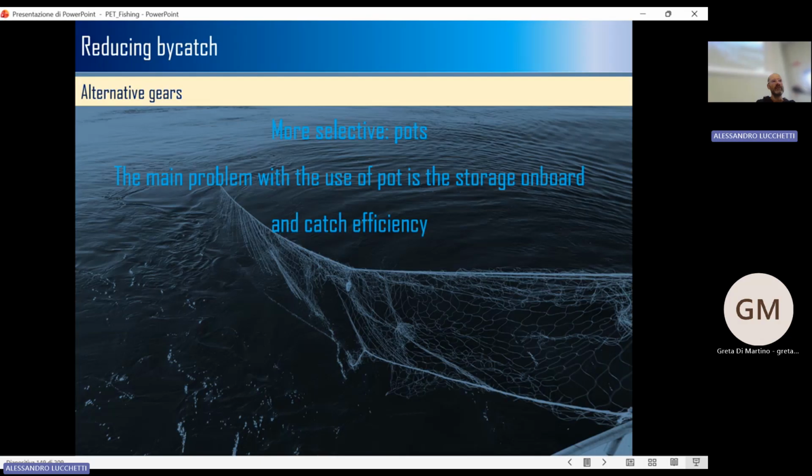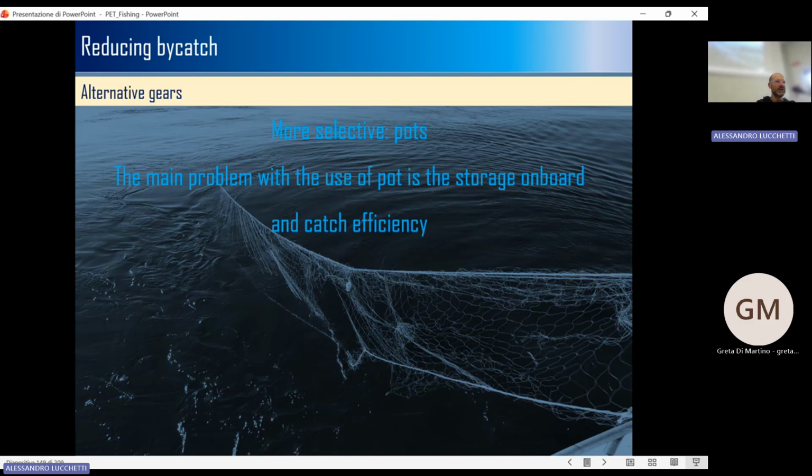Not so far from Ravenna, there is an area where they are used to catch rays. They fish in the middle of the Adriatic, not in a coastal area, quite far from the coast. There are only a few vessels, likely.